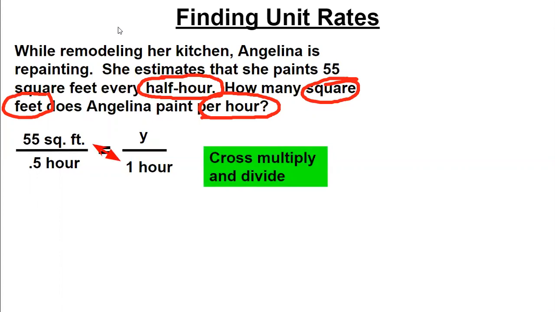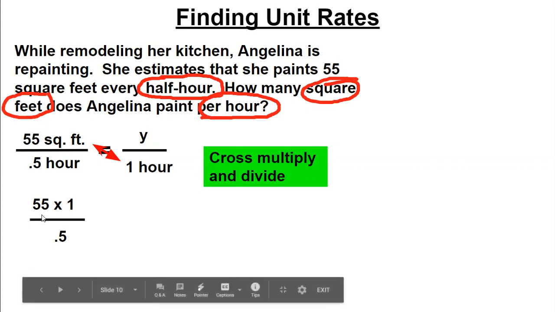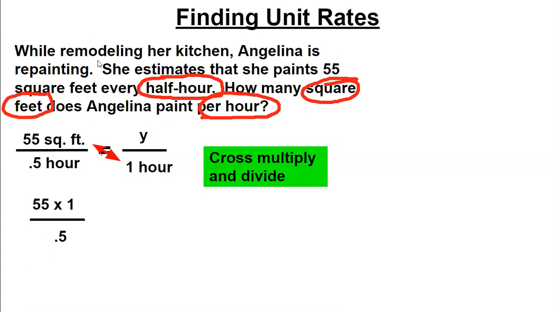55 times 1, divide that by 0.5 of an hour. So 55 times 1 divided by 0.5, the number that remains. Take your calculator and you get 55 on top and 0.5 on the bottom. Then you go 55 divided by 0.5 on your calculator, and you should get, well, I'm actually doing it over here for you. So we have 55 divided by 0.5.